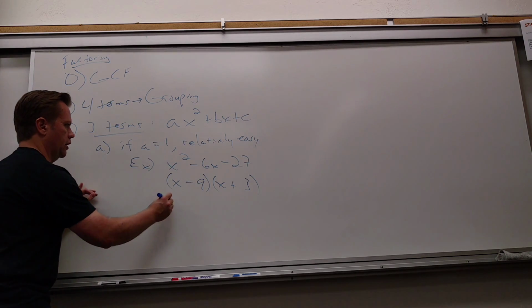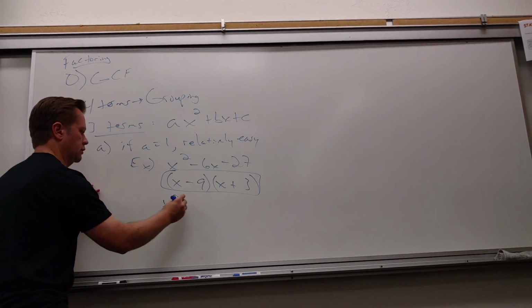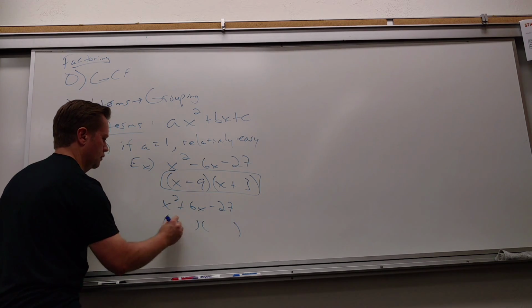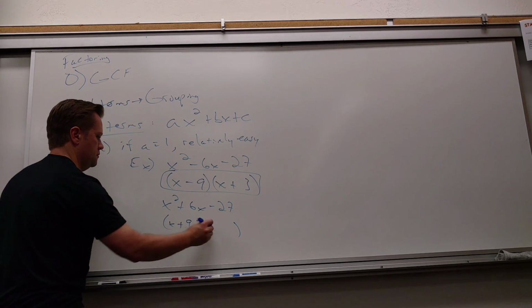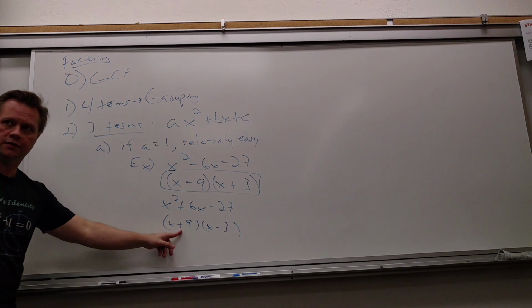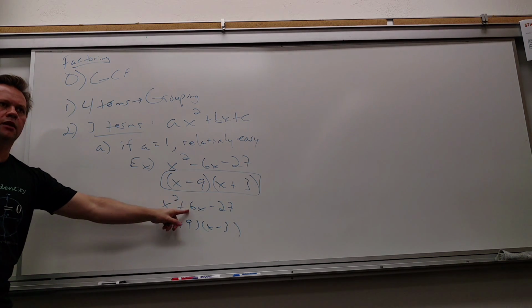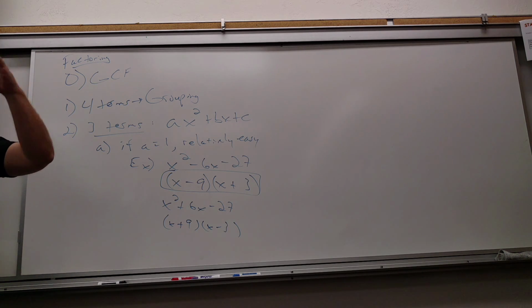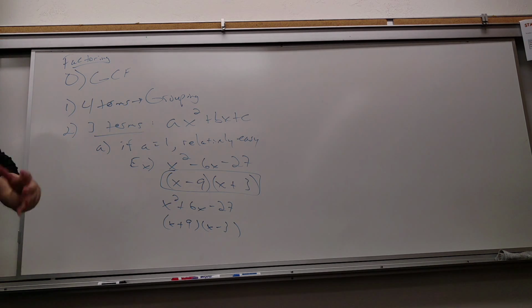So how would I factor x squared? So that's done. How would I factor x squared plus 6x minus 27? Plus 9 minus 3. The bigger one's positive now, so that when you add them, it ends up positive. So it's not more to remember. It's the problem helping you figure things out.